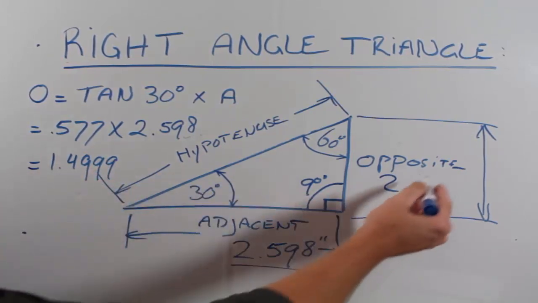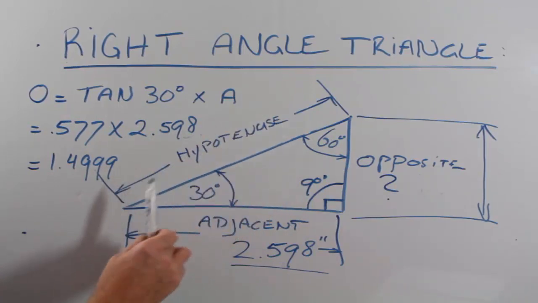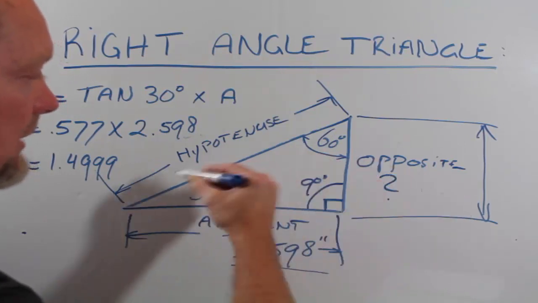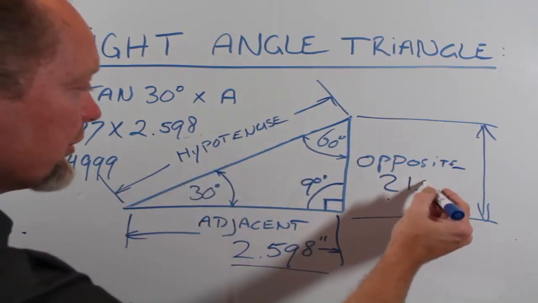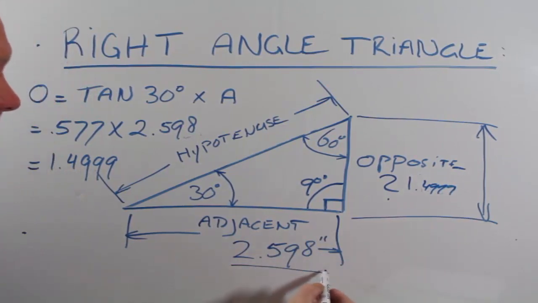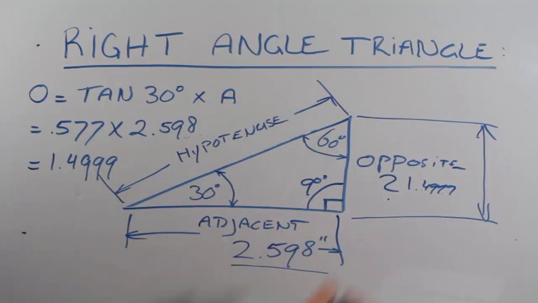4999. So that is pretty close to what our calculation was using the hypotenuse and the sine calculation, where we came up with 1.5. This is 1.4999, and that's because I rounded off this number, so we're just a slight bit off. But you can see that it is pretty close to the same answer that we had using the hypotenuse.